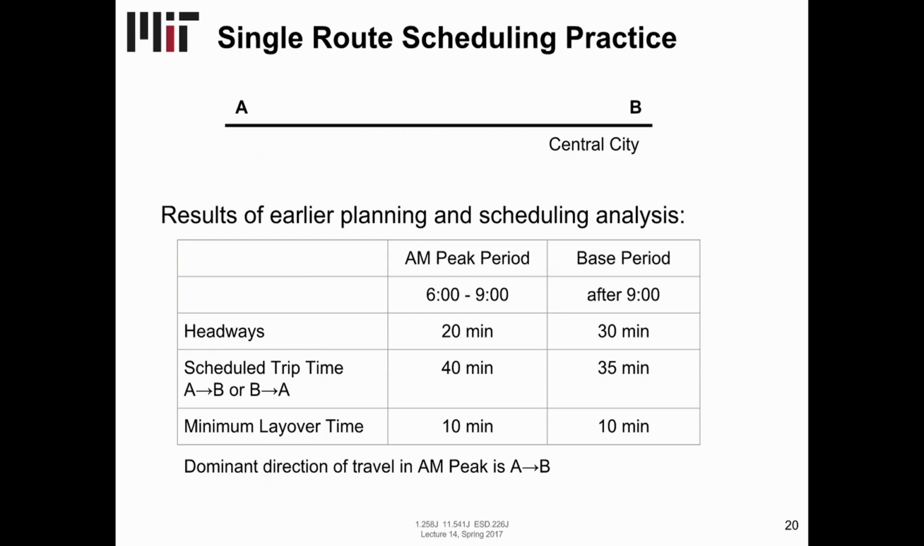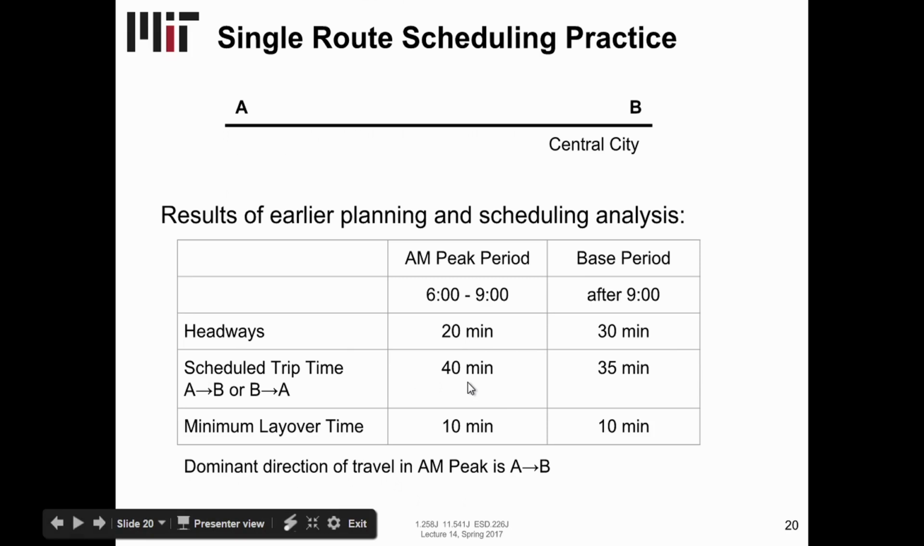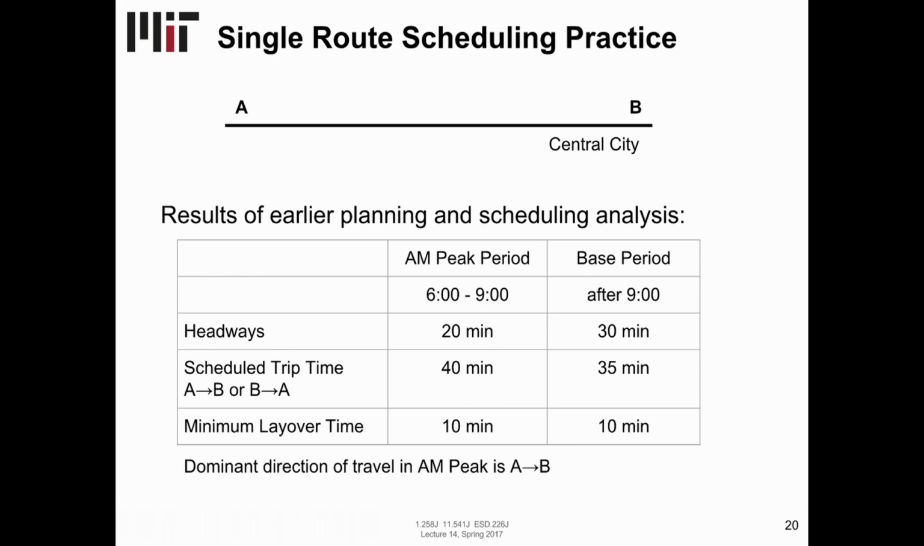So after this, we will have one single route scheduling practice with 2 terminals, A and B. This is one route that we want to schedule for the AM peak period and base period. AM peak is defined from 6 to 9, and base period is after 9. Headways during the peak period are 20 minutes, and scheduled trip times are 40 minutes for both directions. Layover is 10. During off-peak, headways are 30. Scheduled trip time is 35, and minimum layover is, again, 10. The dominant direction of travel in the AM peak is from A to B.